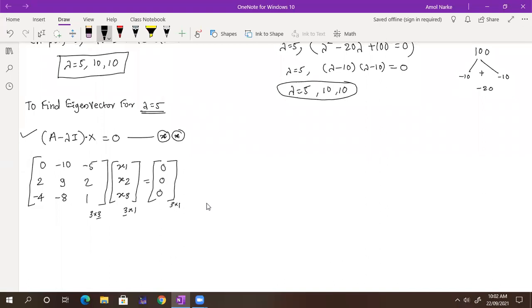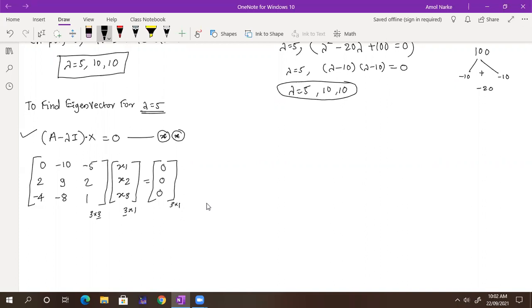You are asking, sir, what happened here, x1 and x2 only? This is not the case. To make this equation valid, you should have x1, x2, x3 if you have a 3 by 3 matrix. If you have a 4 by 4 matrix, then you have x1, x2, x3, x4. This is nothing but my vector. Got it?